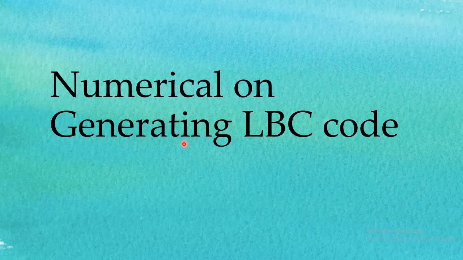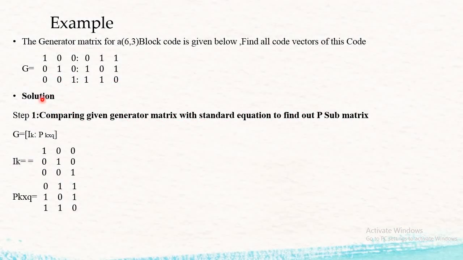Next, numericals on generating the LBC. So first we'll take a basic example where we are just generating one LBC code, and then we go for detection, and then we go for correction. So in this example, the generator matrix of a 6 by 3 block code is given below. Find all code vectors of this particular code. Now here a generator matrix is given to us. This is the generator matrix 1 0 0, 0 1 0, 0 0 1, 0 1 1, 1 0 1 and 1 1 0, and the size of the generator matrix is also given as 6 by 3.